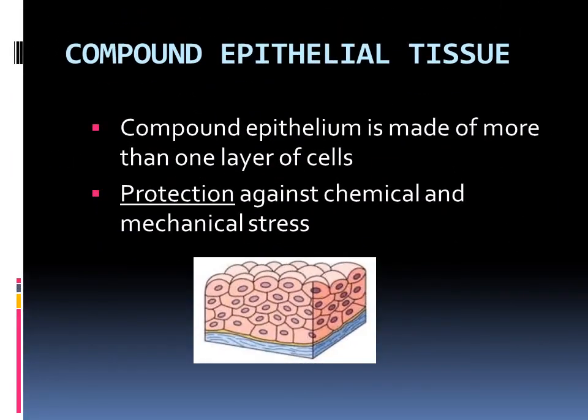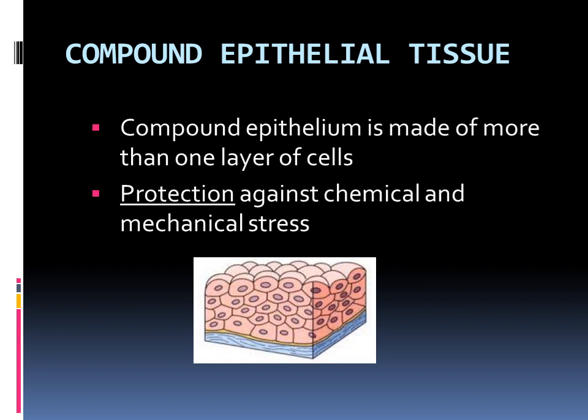So what do you mean by compound epithelial tissue? Compound epithelium is made of more than one layer of cells, right? So in the figure I displayed there, you can watch the bottom blue color is the basement membrane, and above that this layer of cells are there. Here more than one layer will be there, right? Hence it is known as compound epithelial tissue.